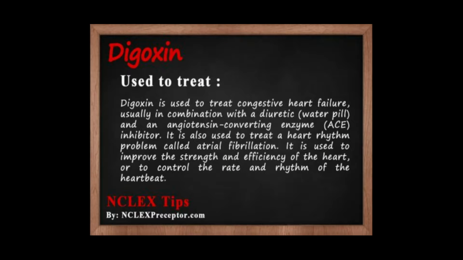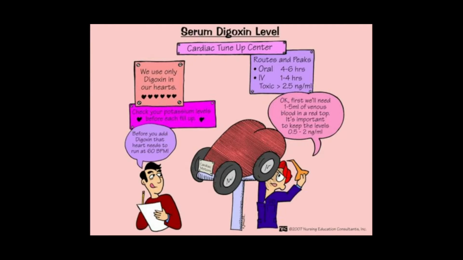It's used to treat congestive heart failure and AFib, but it's usually used in conjunction with a diuretic or an ACE inhibitor. It can increase the strength and contractility, the efficiency of the heart, so that it can control the rate and rhythm of that heartbeat.